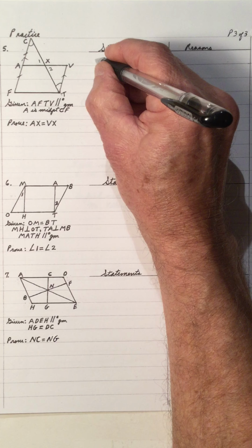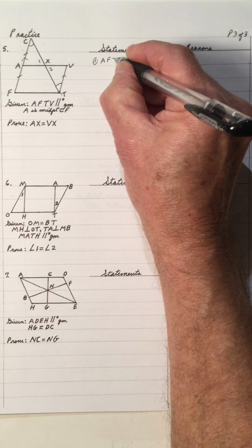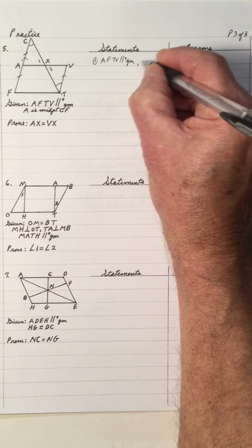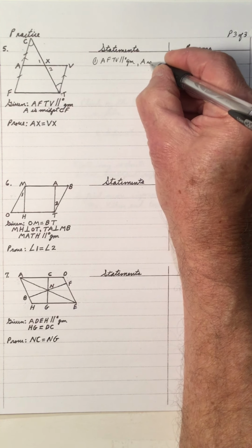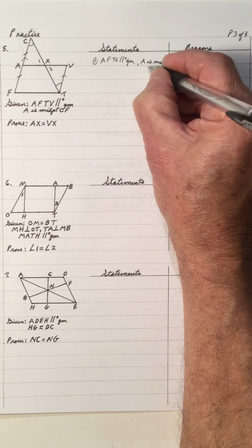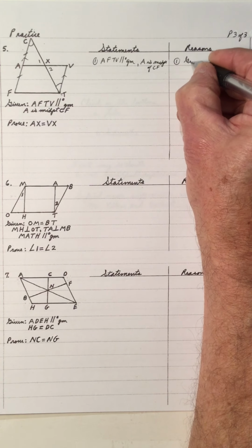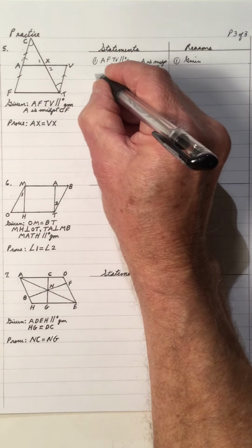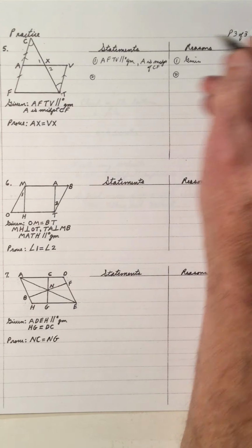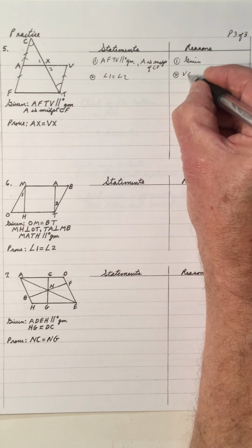So here we go. Number 1. Let's write down the givens. AFTV parallelogram, and A is the midpoint of CF, given. So number 2. Let's see, I can say angle 1 equals angle 2, VOAT.